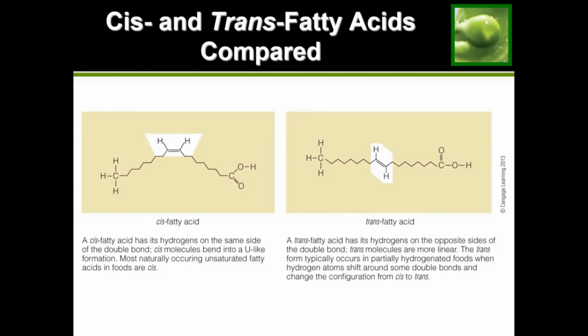And so on the left, we have just a normal unsaturated fat where the double bond causes a kink. On the right, we have an unsaturated fat that is now technically trans because it is no longer bending, even though it does have a double bond.